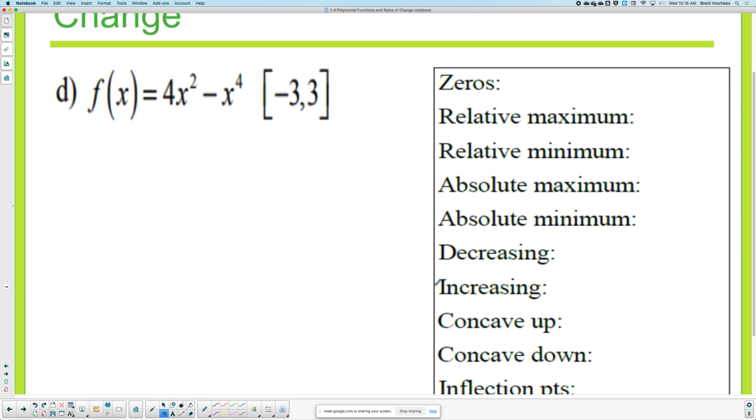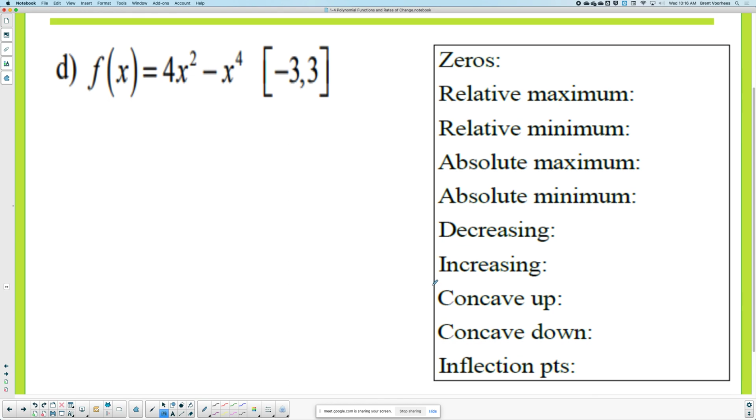4x squared minus 4x to the 4th. Oh, one question before I let you go. What is the degree of part D? What is the degree here? 4. It's 4. So what is the leading term then? Haven't heard the right answer yet. I've heard 4. I've heard x squared. The leading term is negative x to the 4th. Right. So what's the leading coefficient? Not positive 1. Negative 1. There you go.